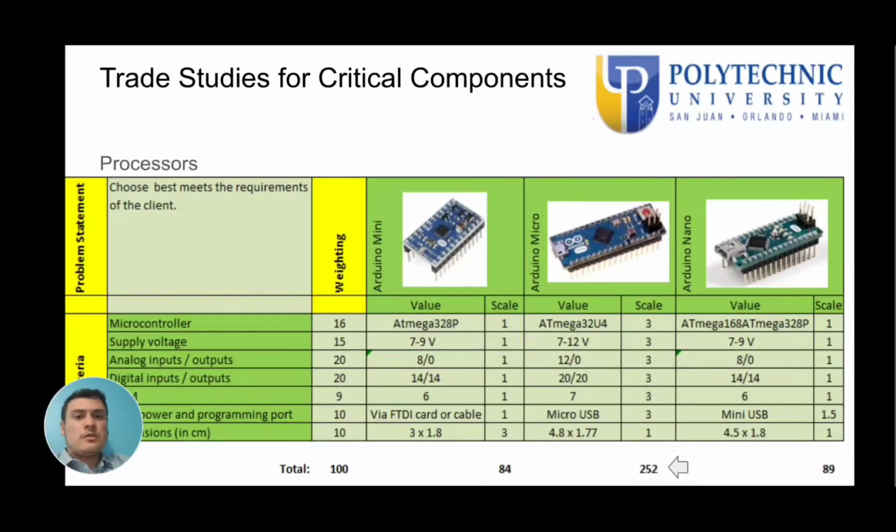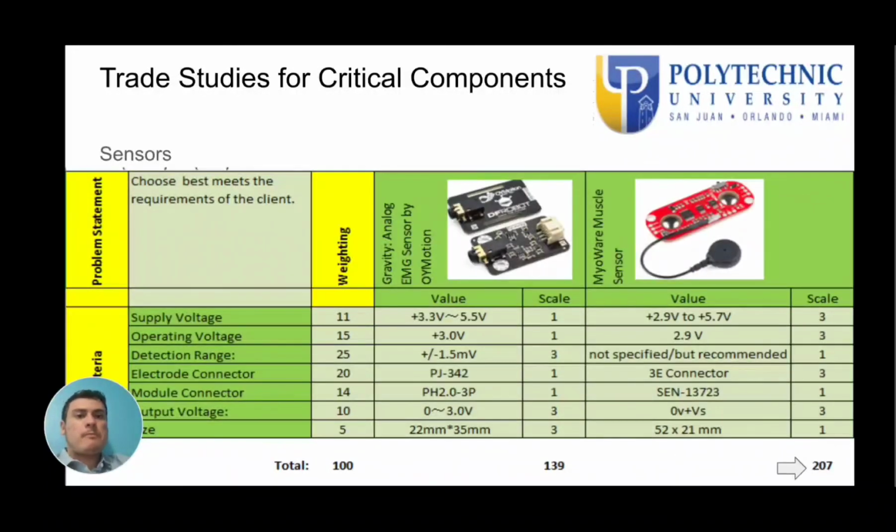We have the processors. As you can see, we have Arduino Mini, Arduino Micro, and Arduino Nano. The one that best meets the requirements of the client is the Arduino Micro. Here we have the sensors. We have the gravity analog sensor by O-motion and the MyoWare muscle sensor. The best sensor is the MyoWare muscle sensor.